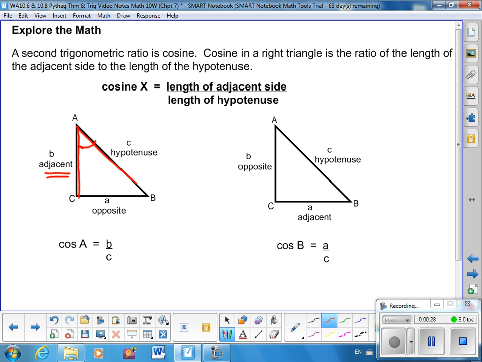If I'm looking from angle B, though, the adjacent side is different. It is the side that touches B and the hypotenuse. So it would be side A that would be the adjacent side.